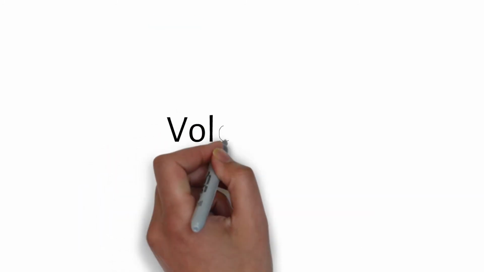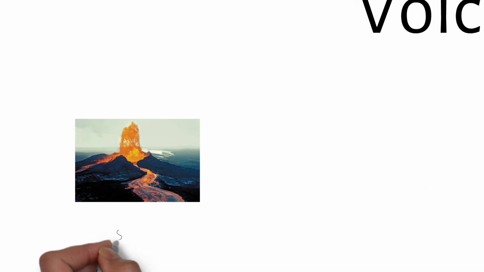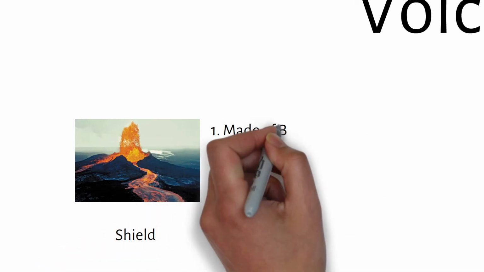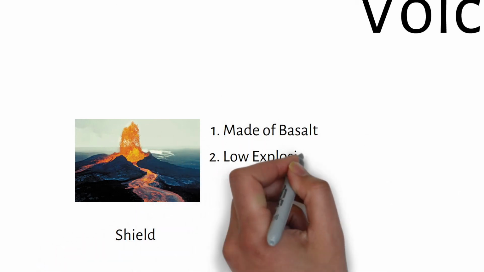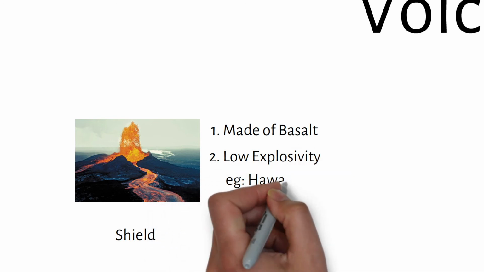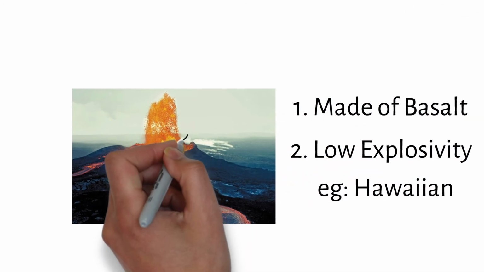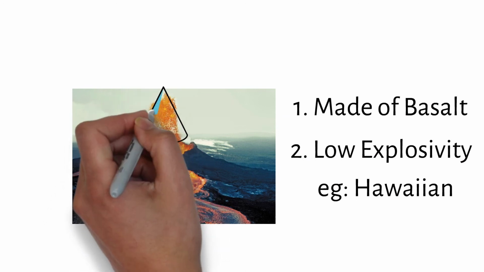Volcanoes. There are different types of volcanoes. Shield, which is made of basalt. It has low explosivity. An example of a shield volcano would be Hawaiian volcanoes. These develop into cinder cone shapes.